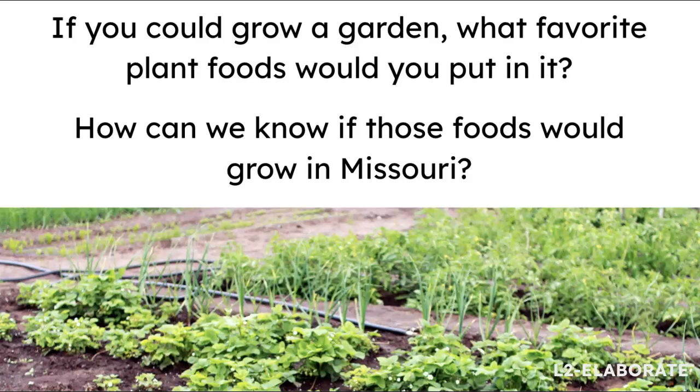For the Elaborate portion of the lesson, you'll ask students to think about and discuss gardens they'd like to create. You'll share with students as a class you can plan a school garden with their favorite foods, but first they need to find out if they can grow in Missouri.